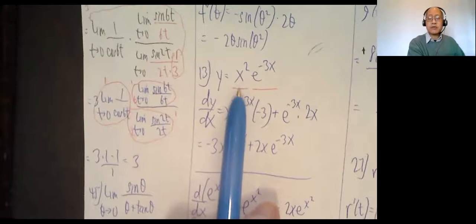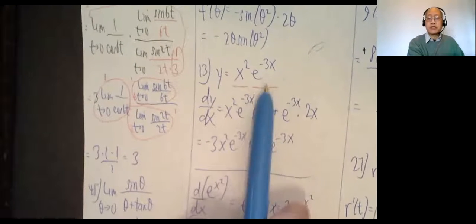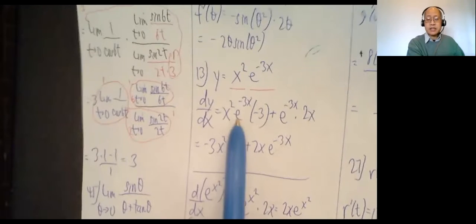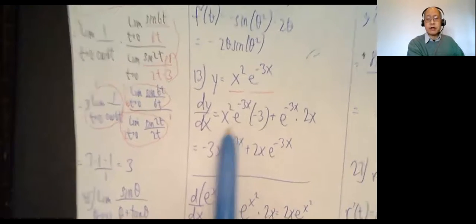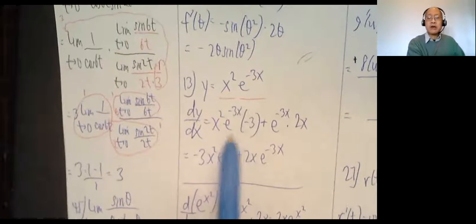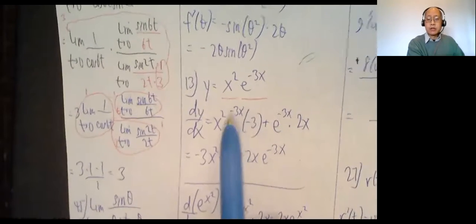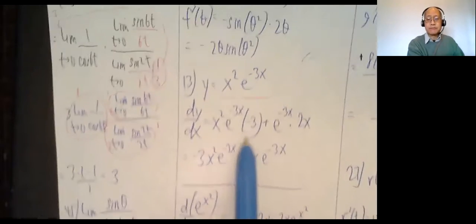Okay, so here we go. It's the first function, x squared, times the derivative of the second. So what's the derivative of e to the negative 3x? It's e to the negative 3x. That's the normal part, you just copy the original. But now it's times the derivative of the exponent, that's the inside function. So the derivative of negative 3x is negative 3.